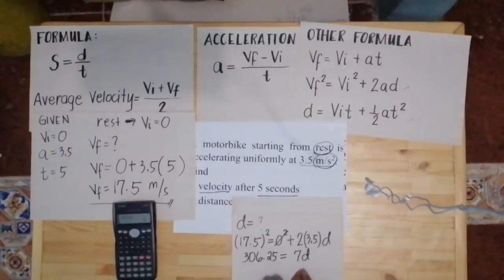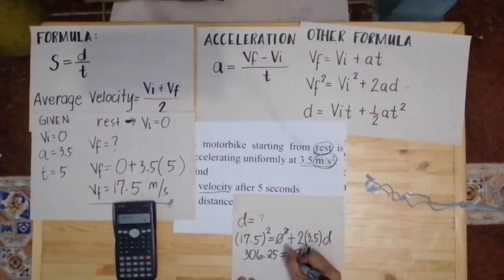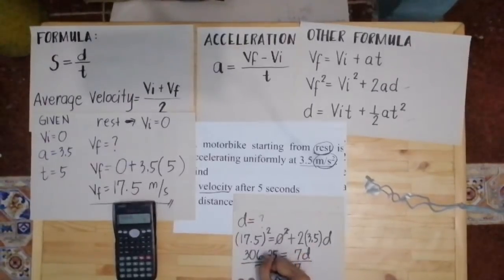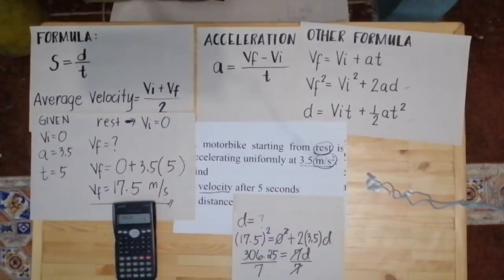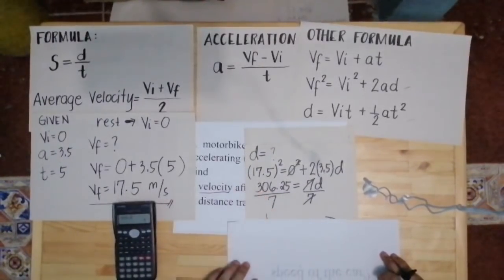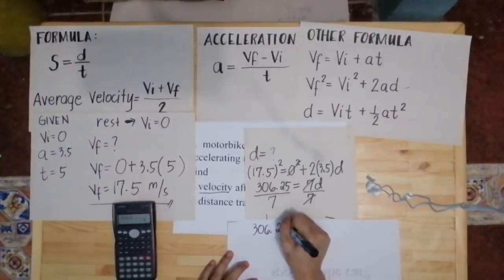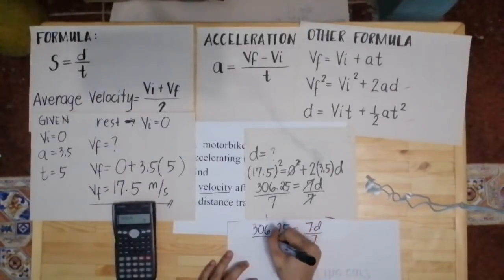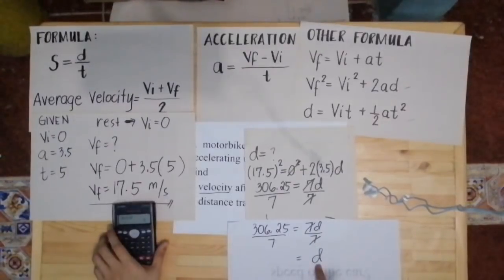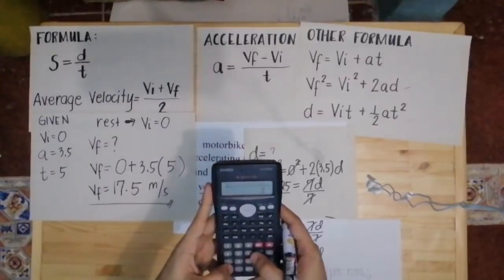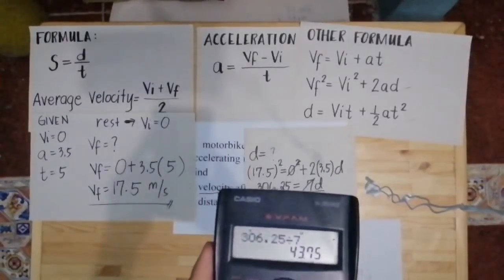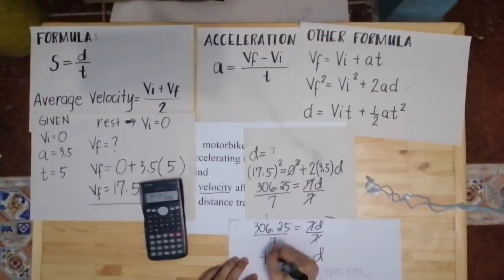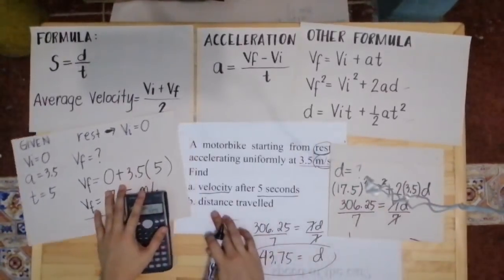Then, lagay mo yung D. Since D yung kailangan natin, kailangan alisin si 7. So, si 7, i-divide both sides natin. Cancel tong 7, matitira ay D. So, siguro lagyan natin dito. Copy natin, 306.25 equals 7D. Cancel equals, si D, ayan na yung sagot natin. Di-divide na lang natin itong dalawa. 306.25 divided by 7. The answer is 43.75. So, this is the distance traveled. Yan yung hinahanap sa letter B.